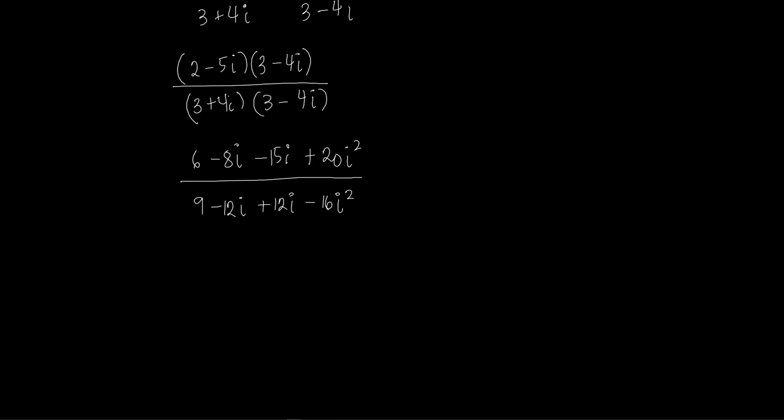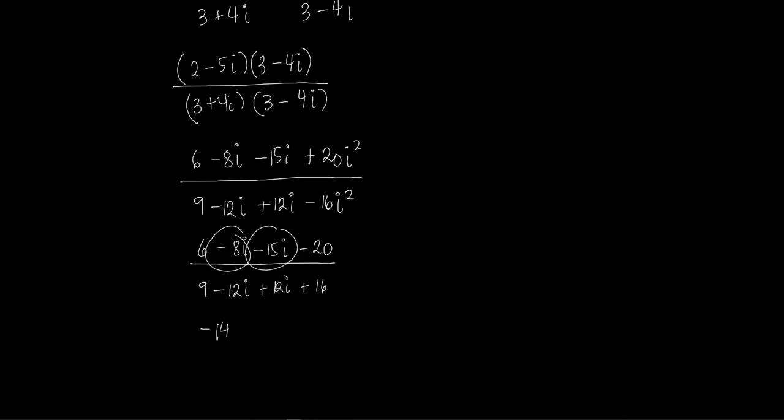Yes, sir. Okay. Next is, i-change daw na to ang i squared to negative 1. So, we have 6 minus 8i minus 15i minus 20. Mahimo naman yung negative 1 ang i squared. So, diri sa baba, we have 9 minus 12i plus 12i plus 16. Next, combining similar terms, we have 6 og negative 20, negative 14.